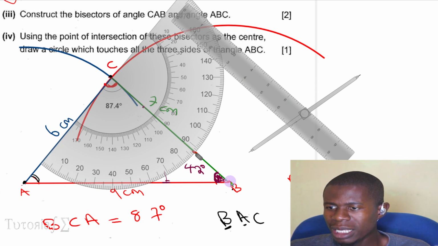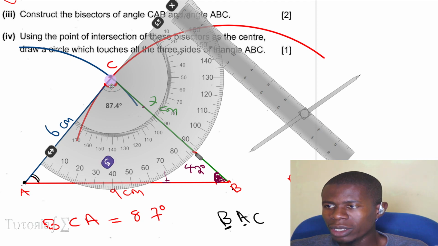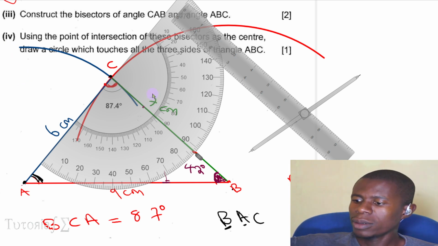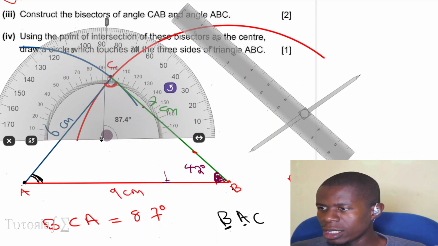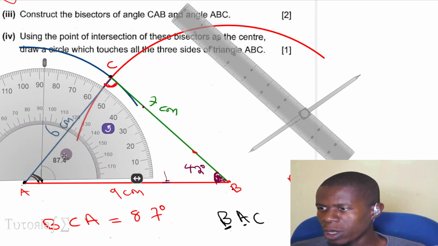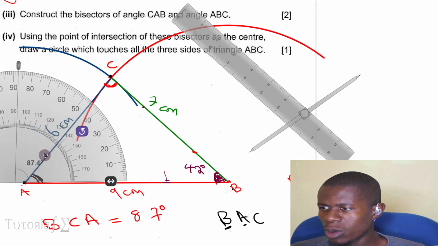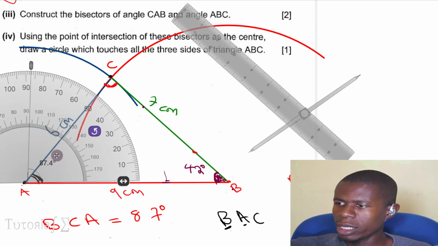So for BAC, B is the starting point, A is the turning point, and C is the end point. So the turning point, that is where the angle is. So the angle is here. So again, we'll do the same. We'd get our protractor. Let me just grab my protractor and drag it right here and make sure that the zero is inside. So put it right here.